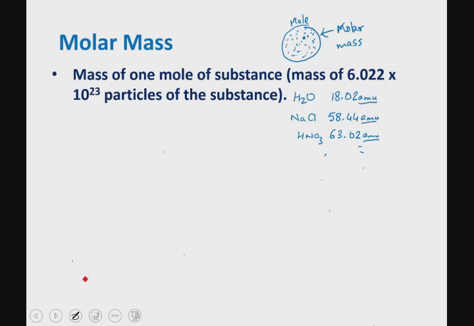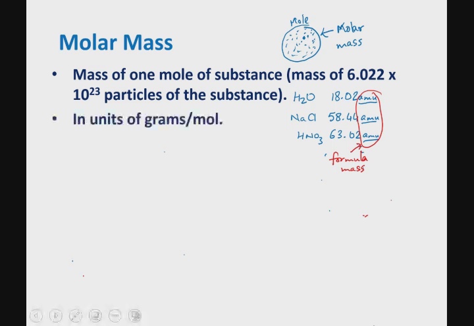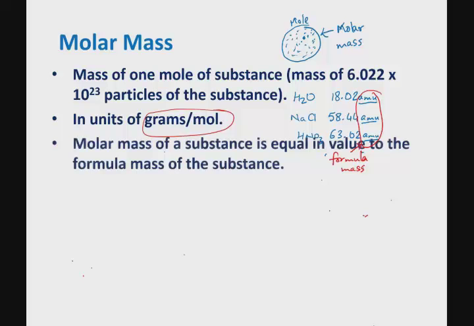Now the unit AMU indicates the mass of each particle, whatever that smallest unit, formula unit, happens to be. This is the formula mass. But the mass of a mole of one of these substances is given in units of grams per mole. In other words, the mass in grams for 1 mole of that substance. Now this number, the molar mass of a substance, is equal in value to the formula mass of the substance, in units of grams per mole.